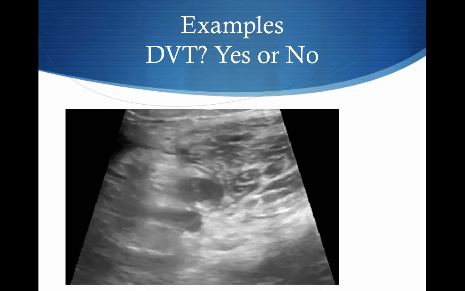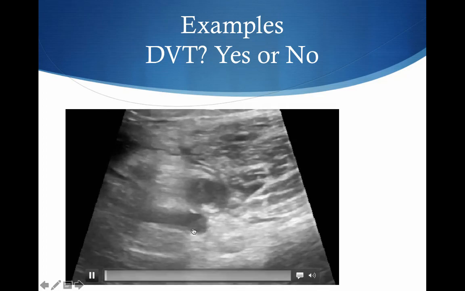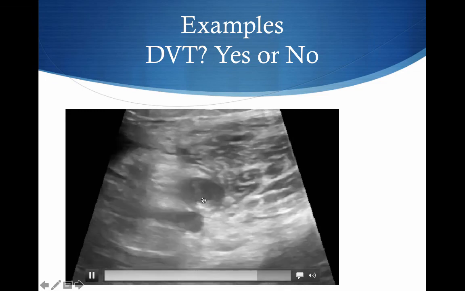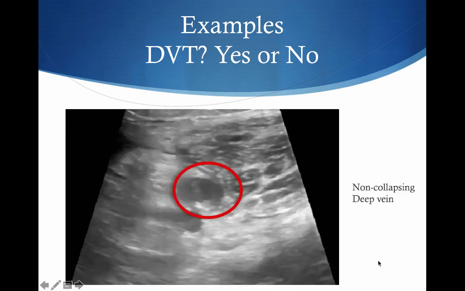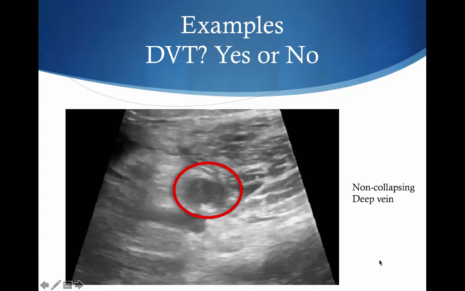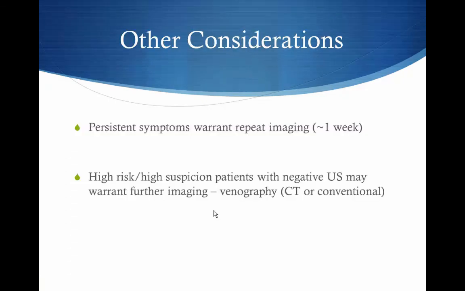Okay, so we've got one last example here. It looks like we're in the popliteal fossa. Here's the artery deep. And what do we see here? Well, what we see is a vein that doesn't collapse, and you can actually see some visible thrombus sitting in there. So it's a non-collapsing deep vein. So yes, this is yet another example of DVT. That's pretty much it. Those were all positives, for those of you that didn't notice that.